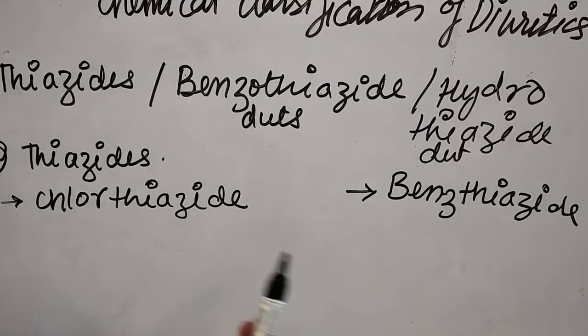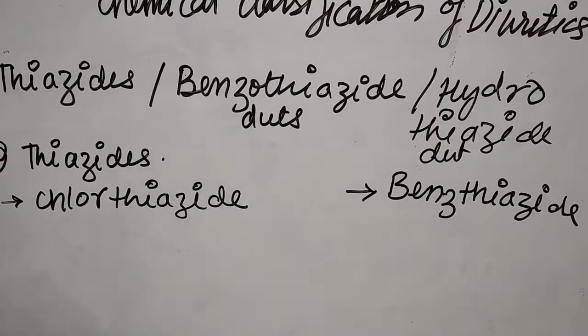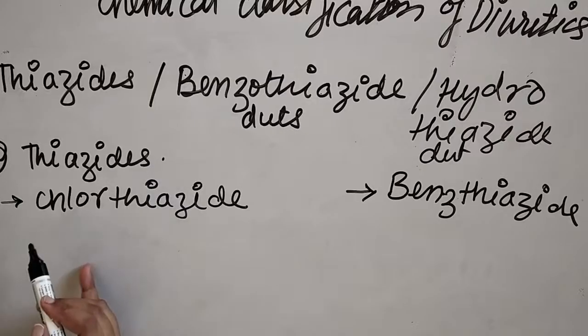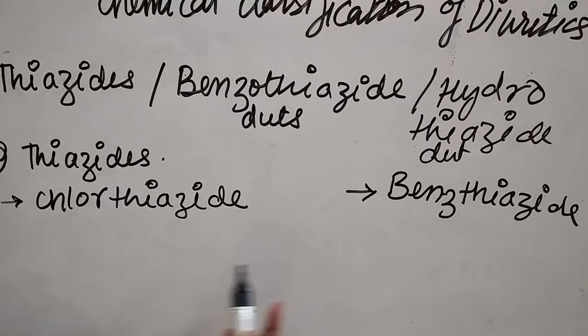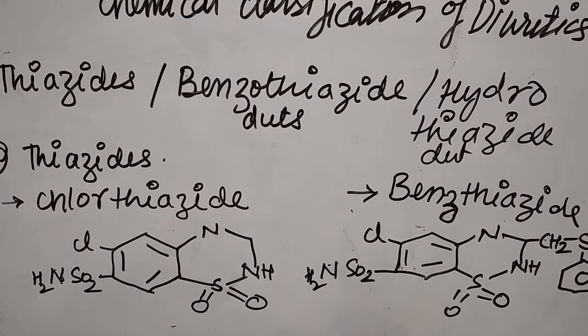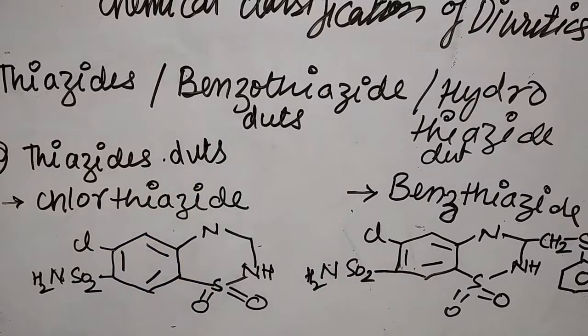Thiazide, benzthiazide and hydrothiazide are further classified. A is thiazide derivatives, and the examples for thiazide derivatives are chlorothiazide and benzthiazide. So let's write the structures. This is the structure of chlorothiazide, and this is the structure of benzthiazide, and they come under the thiazide derivatives. So this is the first category, A, thiazide derivatives.